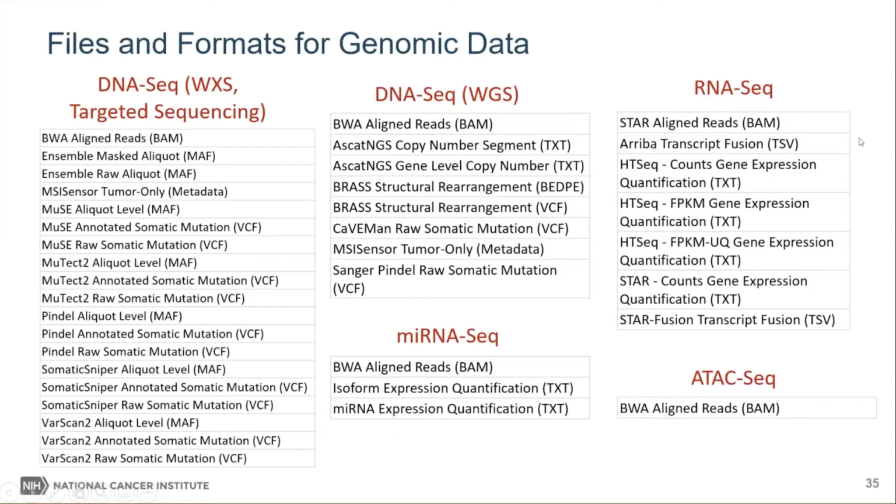GDC has the gene expression quantification data in TXT format from HTSeq and STAR pipelines. These are primarily counts, FPKM, and FPKM upper quartile from the HTSeq and the STAR workflows. Additionally, GDC has gene fusion data in TSV format from the 2 pipelines, Arriba and STAR-Fusion. For microRNA-seq, we have the expression quantification data in TXT format from the British Columbia BCGSC pipeline. MicroRNA-seq and ATAC-seq file types also include the BWA-aligned BAM files. Next slide.